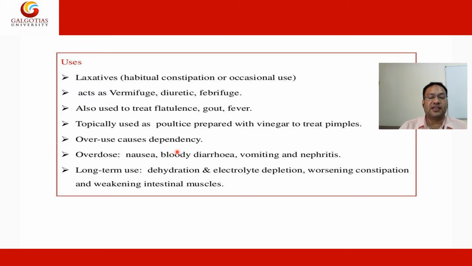Overuse causes dependency, because when used in large amounts or for a long time, it leads to dependency in constipation patients. Overdose causes nausea, bloody diarrhea, vomiting and nephritis. Long-term use causes dehydration, electrolyte depletion, worsening constipation and weakening of intestinal muscles.